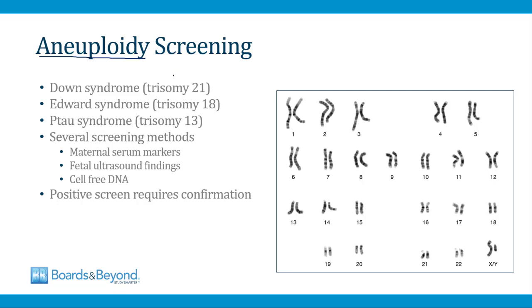these during pregnancy. Trisomy 21 is when a fetus has a third or extra copy of chromosome 21, and this causes Down syndrome. Edwards syndrome is trisomy 18, and Patau syndrome is trisomy 13. These three forms of aneuploidy are potentially compatible with life, and we offer screening during pregnancy.